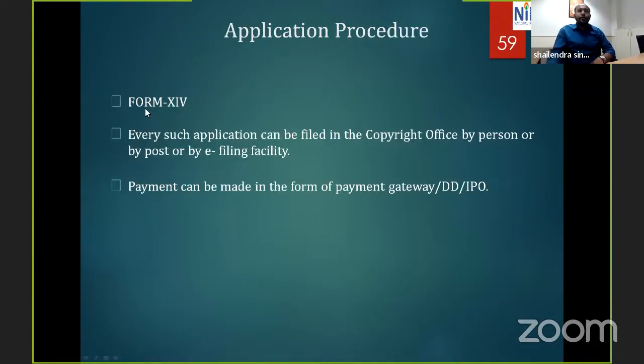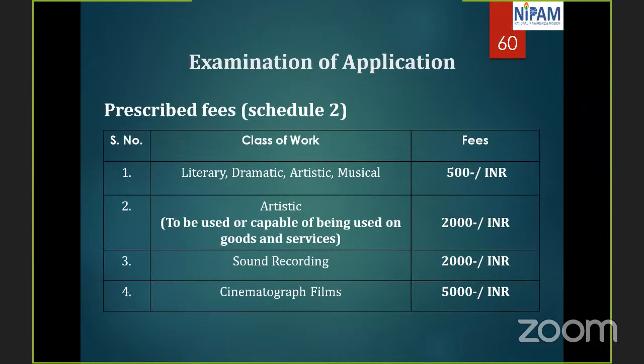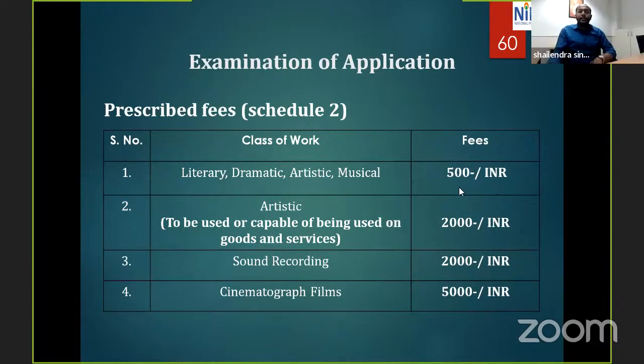Now this is the form that you have to file for copyright protection. This is Form 14, and you just have to file your form along with your work, and pay the fee through the different modes, and you can register for the copyright. These are the different fees for copyright. The fee is 500, 2000, and for all the different works we have different fees.